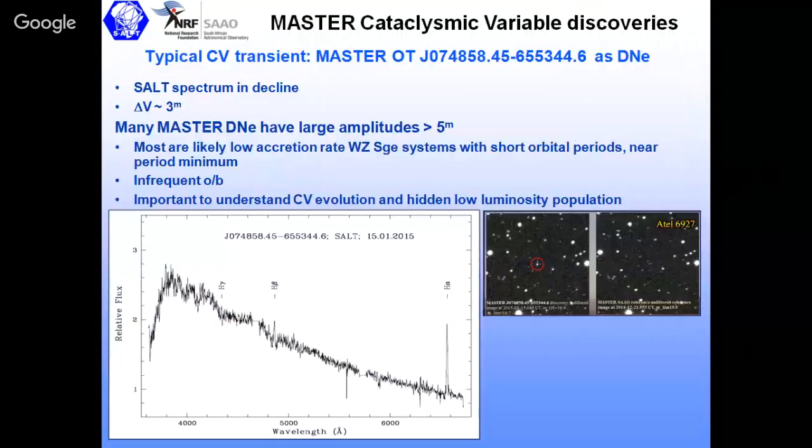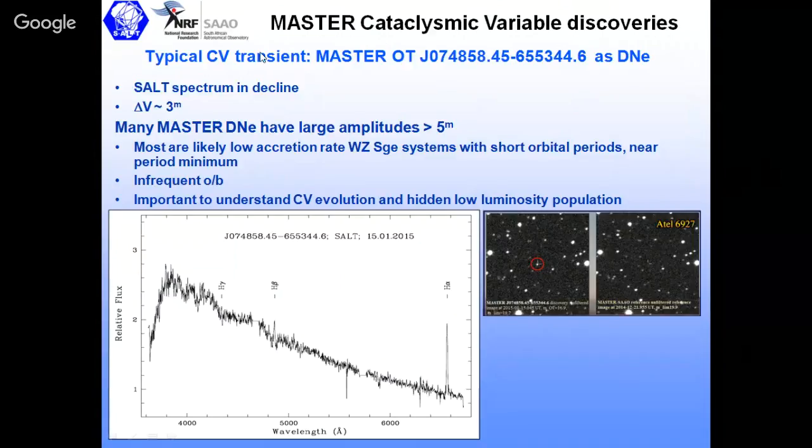This is just an example of a dwarf nova which had a 3-magnitude outburst, with a typical spectrum which shows often H-alpha in emission, sometimes weaker emission, and then the other Balmer lines are typically absorption with some infilling as the disk goes from an optically thick back to a quiescent state.